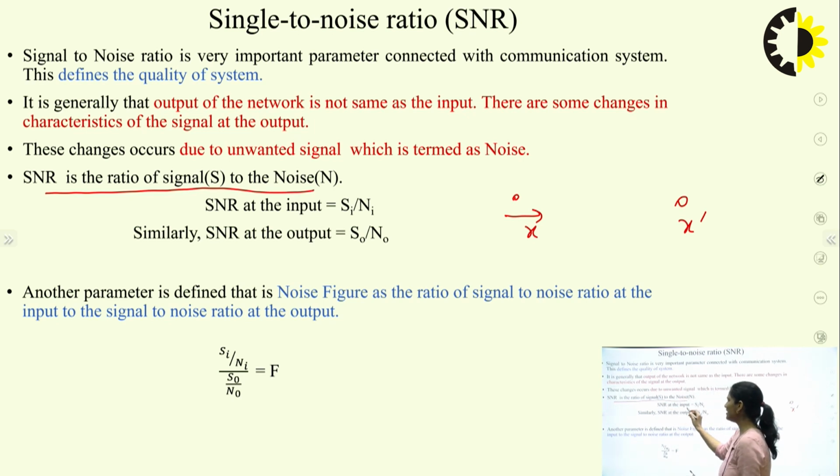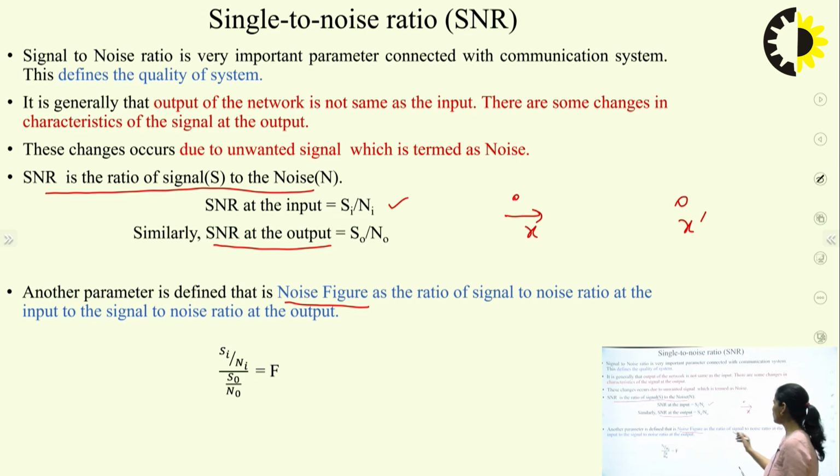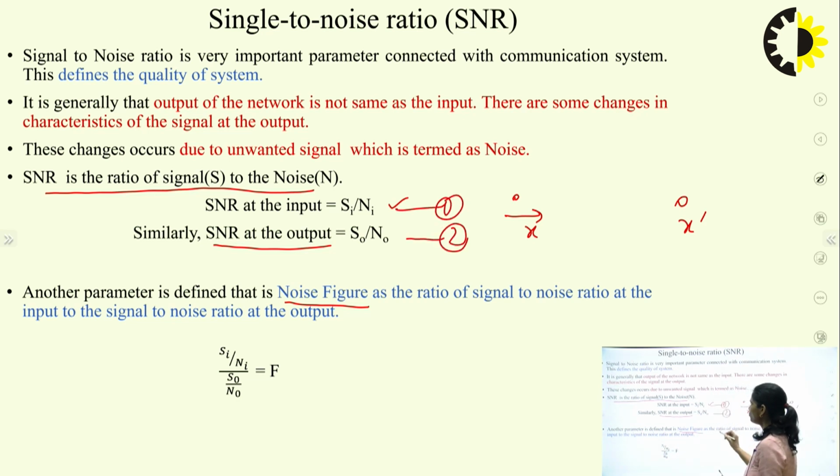SNR at the input side is represented as Si upon Ni, and SNR at the output side means So upon No. Now we have to find the noise figure. So what is the noise figure? It is the ratio of the signal to noise ratio at the input to the signal to noise ratio at the output side. So figure of merit or noise figure is equal to Si upon Ni divided by So upon No. Equation 1 divided by equation 2 gives the noise figure.